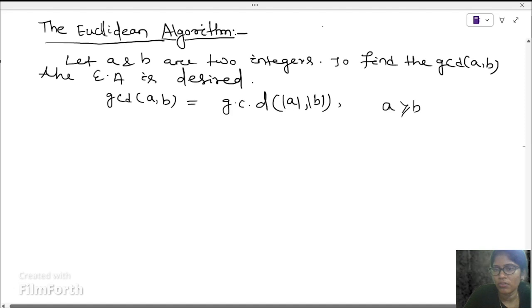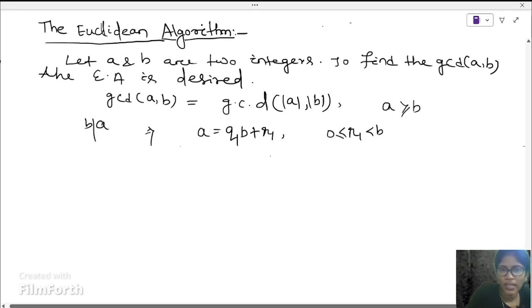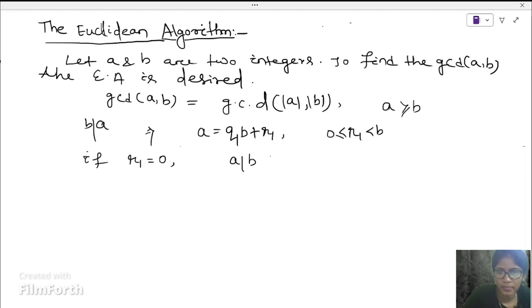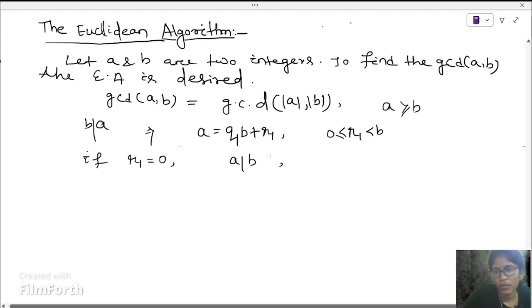We can say a is greater than or equal to b. When we divide a by b, a is equal to q1 b plus r1, where r1 is greater than or equal to 0 and less than b. Here two conditions arise. If r1 equals 0, then a is divisible by b, and the GCD is equal to b.